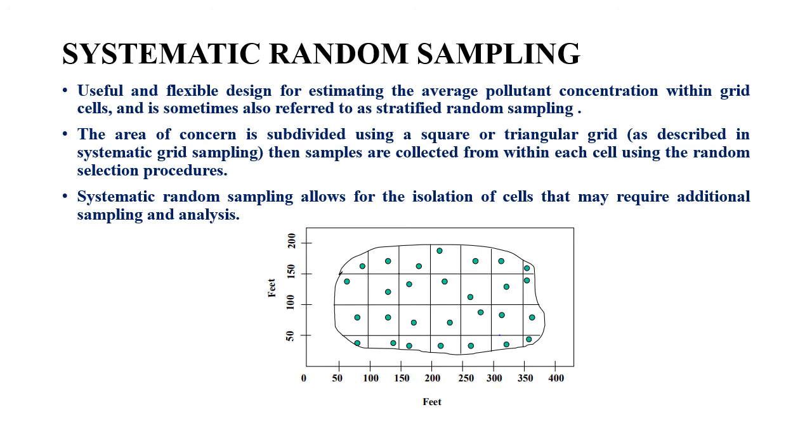Okay, so this is the difference between systematic random sampling and systematic grid sampling. In systematic random sampling, within each grid random sampling is done, so there will be random location of sampling points.